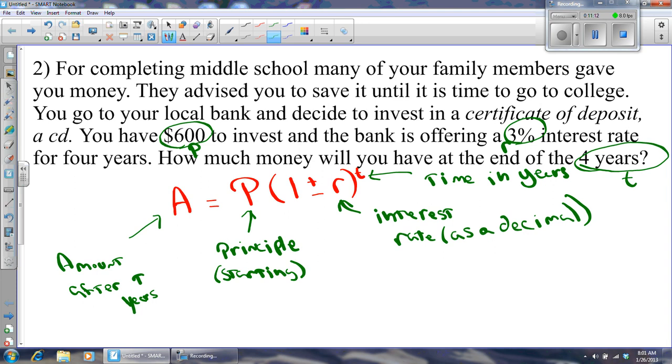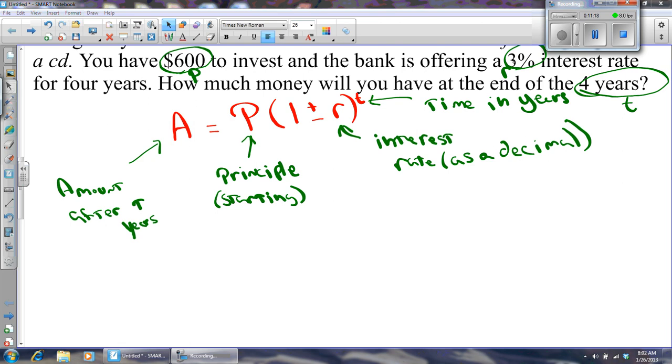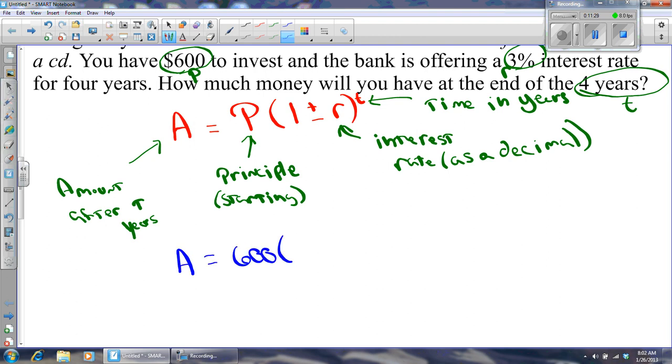All I have to do is plug them into this formula, and then I will know the correct answer. So to set this up, I'm looking for A, that's my variable. My principal was 600, okay? The one is always in there. I'm gaining money, so I have a plus 0.03, and then my time is 4 years. If I want to simplify that a little bit, 600 times the quantity of 1.03 to the fourth power. And you can type that in on your calculator as is, and we will get the answer.